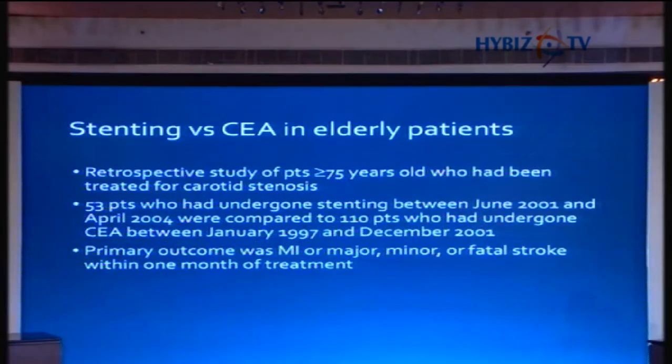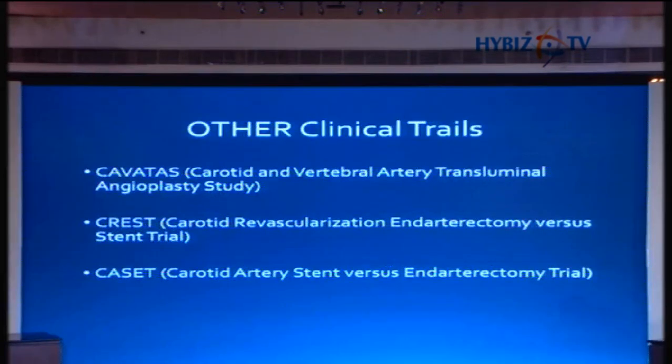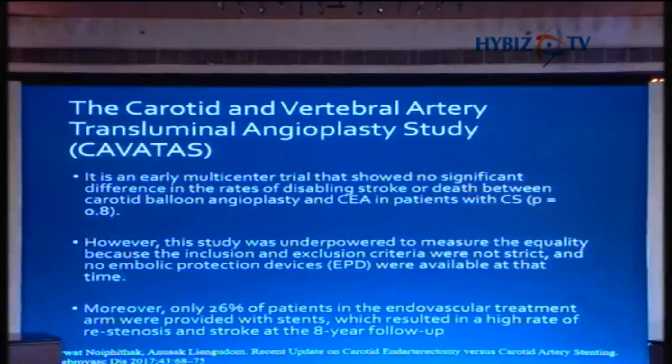Now, this was a trial in elderly patients where they found that the incidence of major or minor strokes within 30 days was significantly higher in the stenting group as compared to the surgical group. And the incidence of major stroke within 30 days was similar in the groups, but minor strokes were higher in the stenting group. The other trials like the Caritas trial, a multi-center trial, was stopped prematurely and was underpowered, and only 26 patients were treated with endovascular stents.